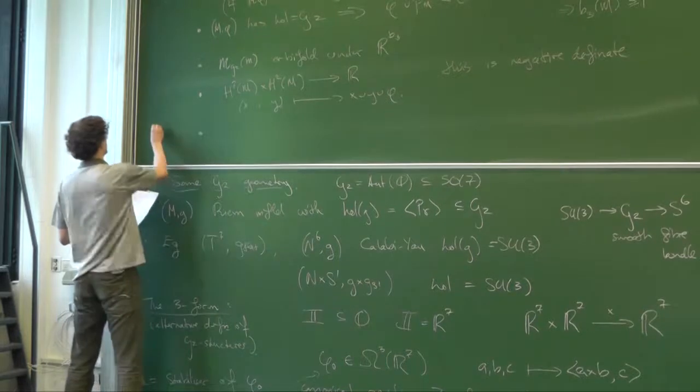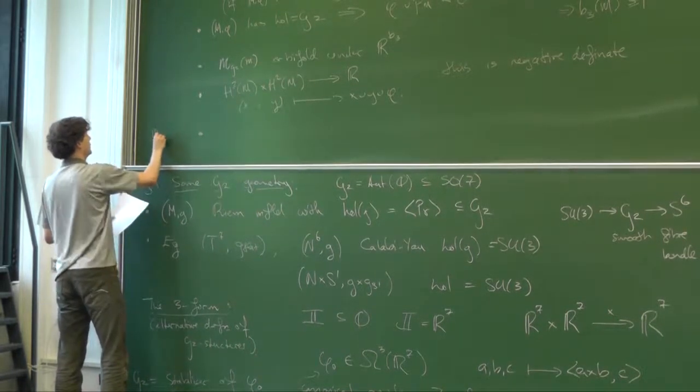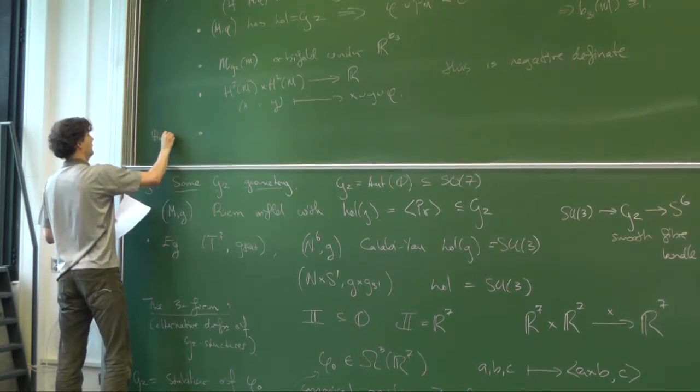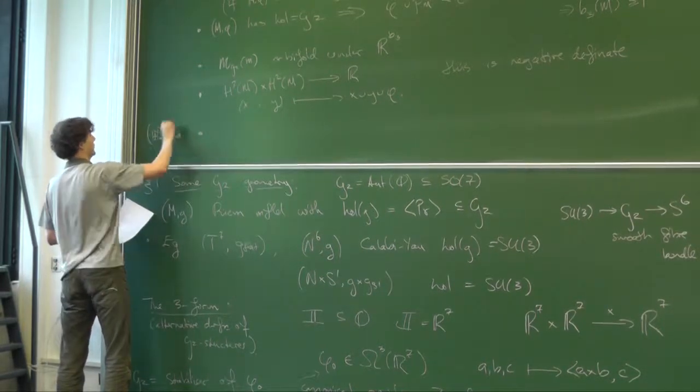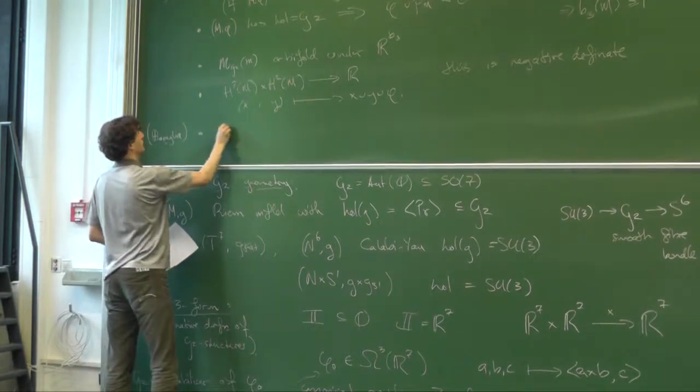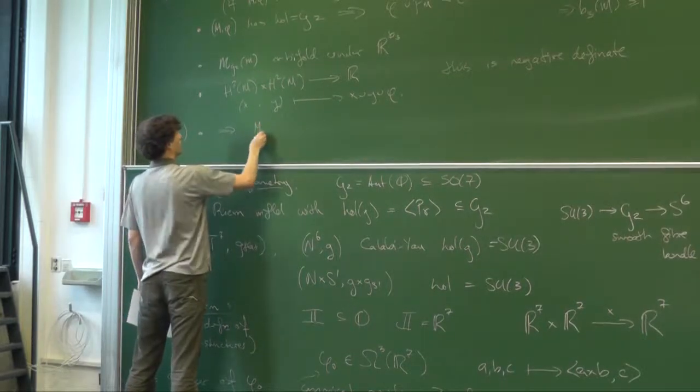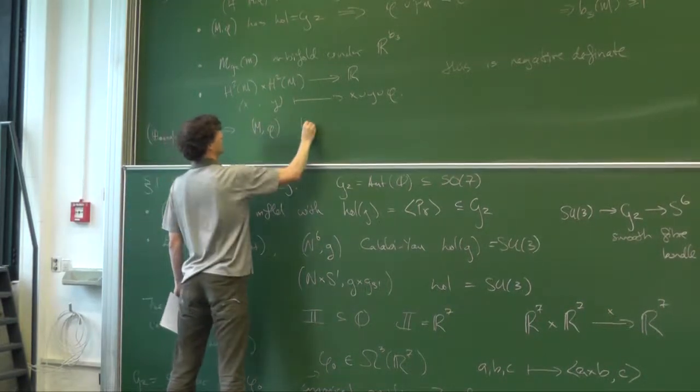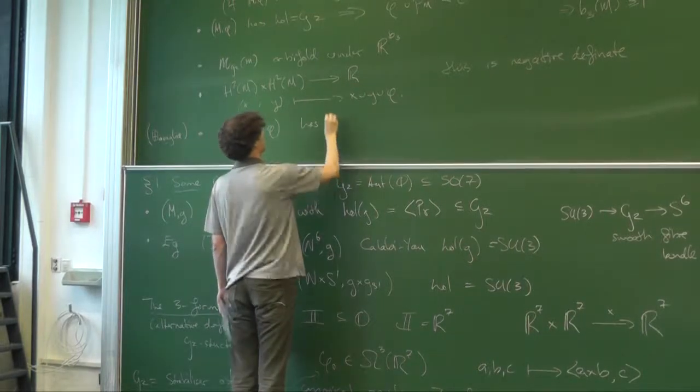And now, this is a theorem of Baraglia. So he used Donaldson. Donaldson theory showed that this point here implies that if you have full holonomy G2, you can't fiber over a 3-manifold.